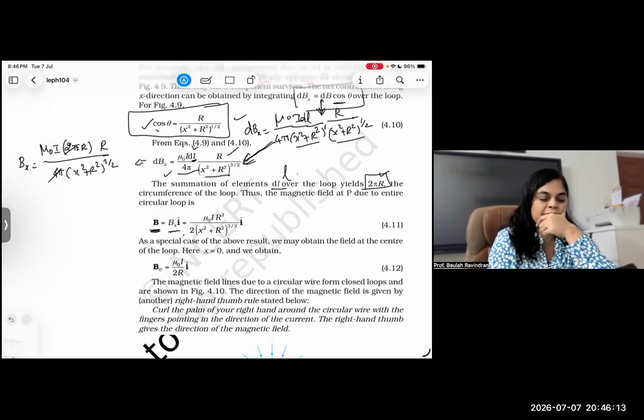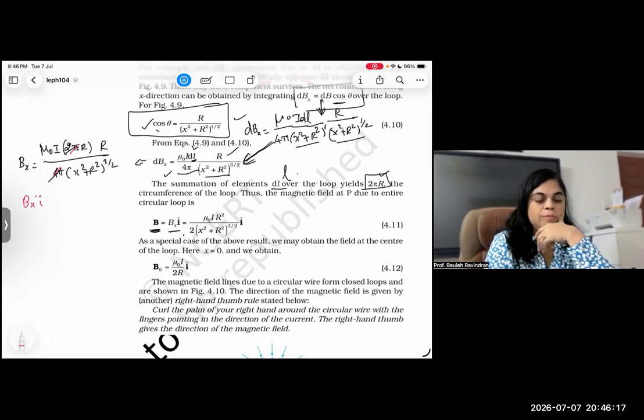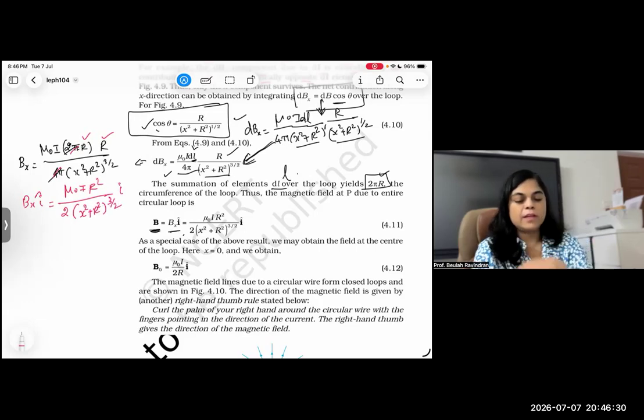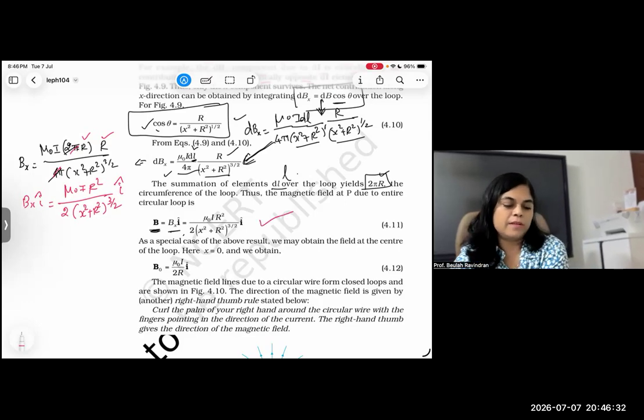Then this 2 pi and 4 pi get cancelled. Then you'll have B_x i cap is equal to mu naught I r square by 2 into x square plus r square, the whole power 3 by 2, into i cap. Clear? This is what is given here.